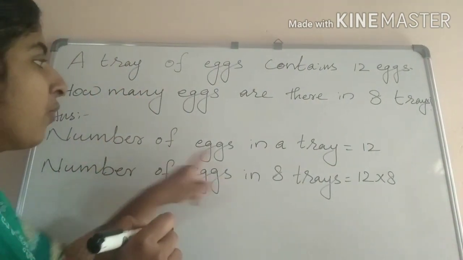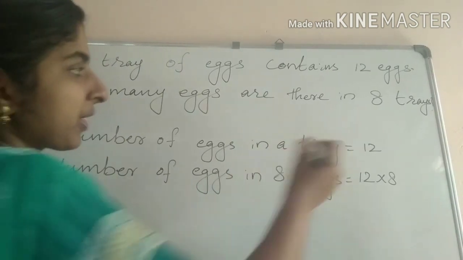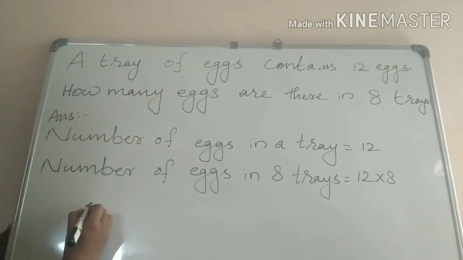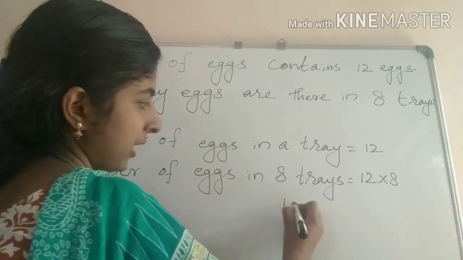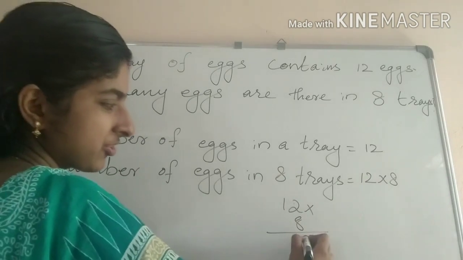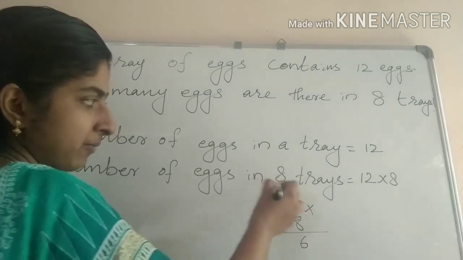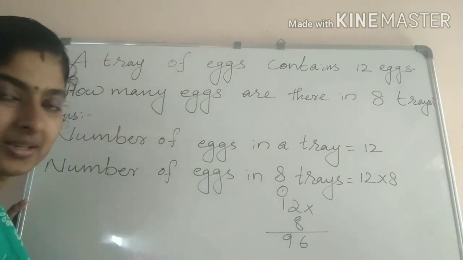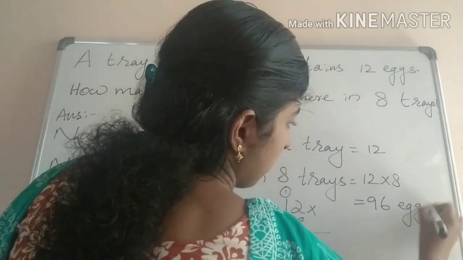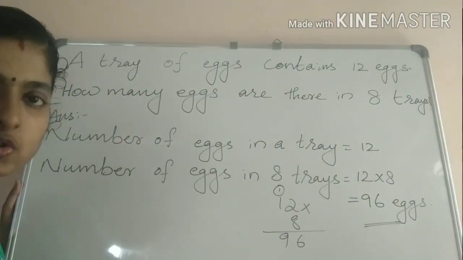Here also one tray is given. We have to find 8 trays. That is multiplication. Okay. 12 into 8. What is the answer? 8 2s are 16. 6 is here. 1 is balance. 8 plus 1, 9. 96. 96 eggs. How many eggs in 8 trays? That is 96 eggs. Okay.